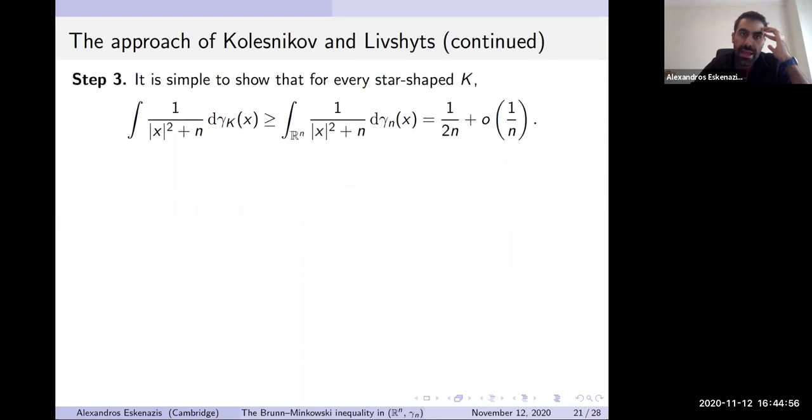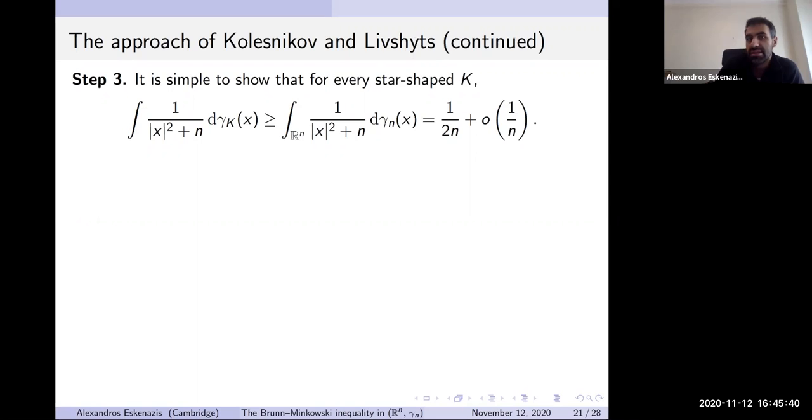Now you have this integral of 1 over |x|^2 plus n d gamma K. And it's actually not very hard to show that if K is star-shaped, then the K which minimizes this is actually R^n. So the minimal value that you can have for this is the integral on R^n, which you can evaluate, and that's 1 over 2n plus a constant over n to the 3/2. So that's how you get the 1 over 2n bound. There are two pointwise inequalities, and this bound here, which is actually simple, holds for every star shape. And that's how you get Gaussian Brunn-Minkowski with exponent 1 over 2n.